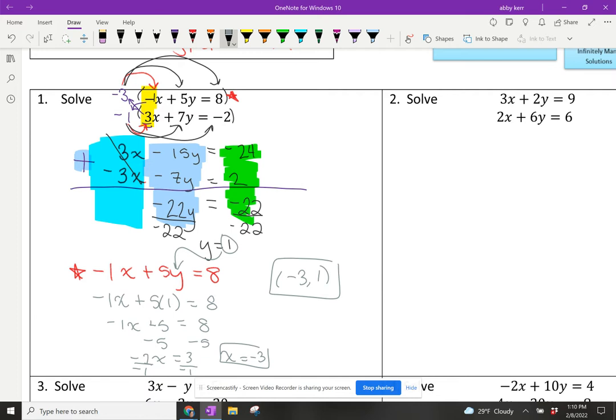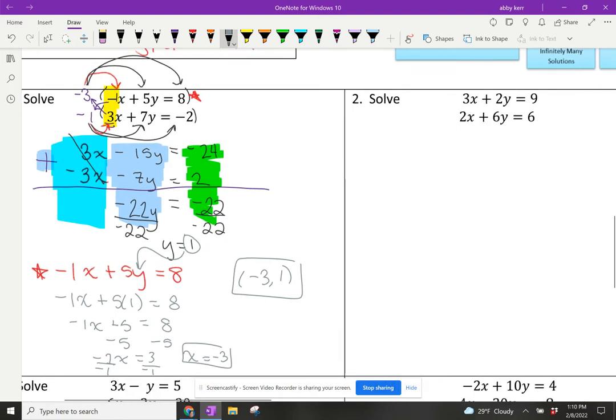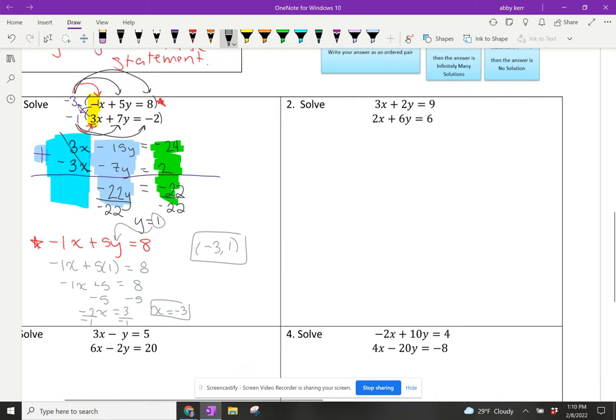Once we have that, it's very important to have the x comma y. So negative 3 comma 1. So this would be one solution. Now we are going to do the same thing for number 2.